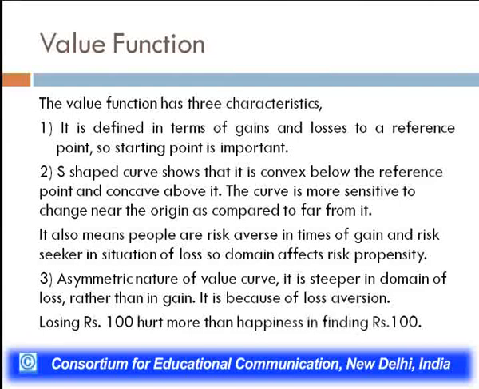So, this value function or the prospect decision making utility curve which we make is an S-shaped curve. This S-shaped curve shows that it is convex below the reference point and concave above it. This curve is more sensitive to the changes near the origin as compared to far from it. It also means that people are risk averse in times of gain and risk seeking in situations of loss, so domain does affect the risk propensity.